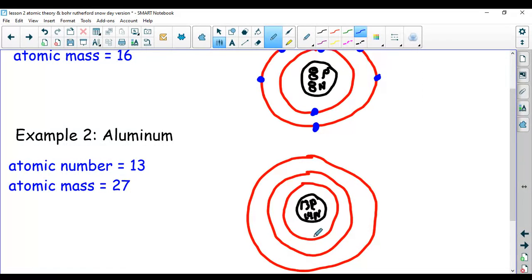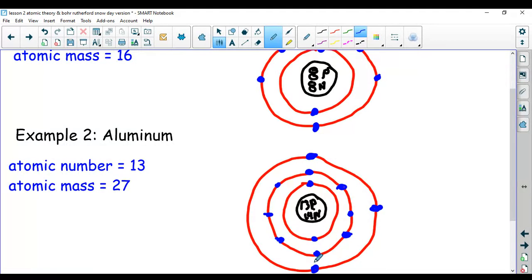Same number as my protons. So 2 in the first orbit, 1, 2. 8 in the second orbit, 1, 2, 3, 4, 5, 6, 7, 8, because that's what it fits. So 8 plus 2 gives me 10. And then that means I need 3 more, right? 11, 12, 13 for a total of 13. So that would be my Bohr Rutherford diagram.